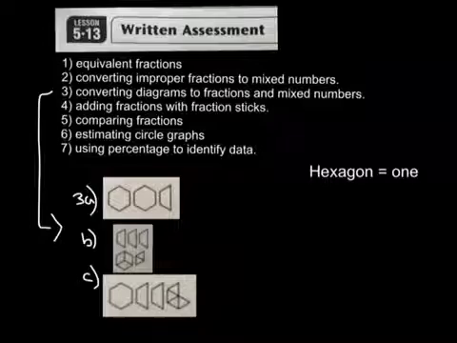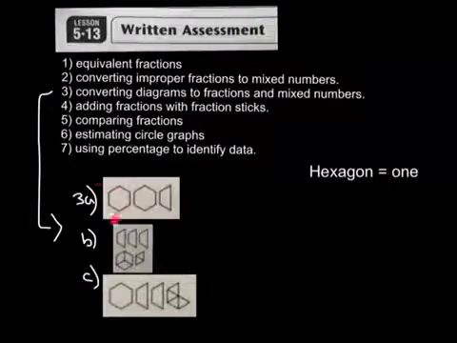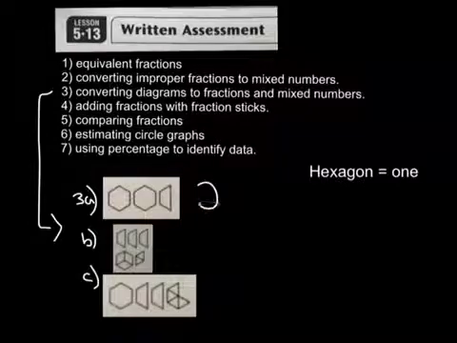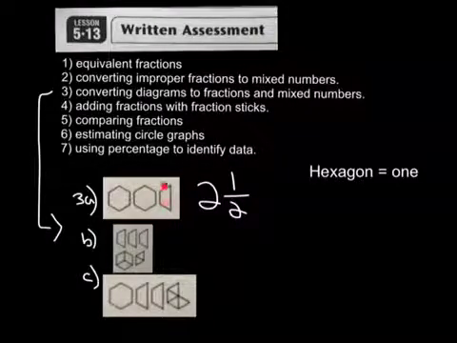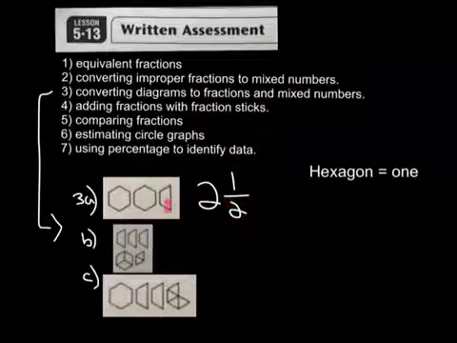So, if one hexagon is 1 hexagon, meaning 6 sides, equals 1, we have 1, 2, and this is only a half of a hexagon, so we have 2 and then a half. 1 part of 2 parts. You see, 1 part of 2 parts. Only one of 2. Okay, continuing.